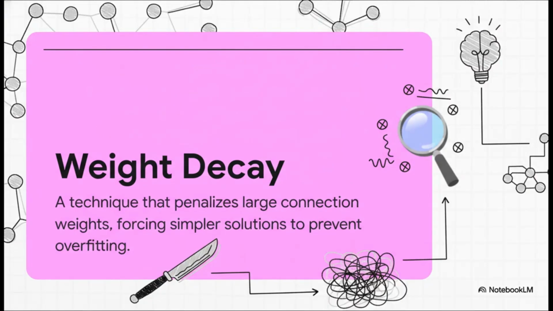How do we stop it from just memorizing? Well, one of the most popular tricks is something called weight decay. Basically, while it's training, we tell the network, hey, we're going to penalize you for making any of your connections too strong. This kind of forces it to find simpler, more elegant solutions. Think of it like Occam's razor, but for AI. The simplest explanation is usually the best.